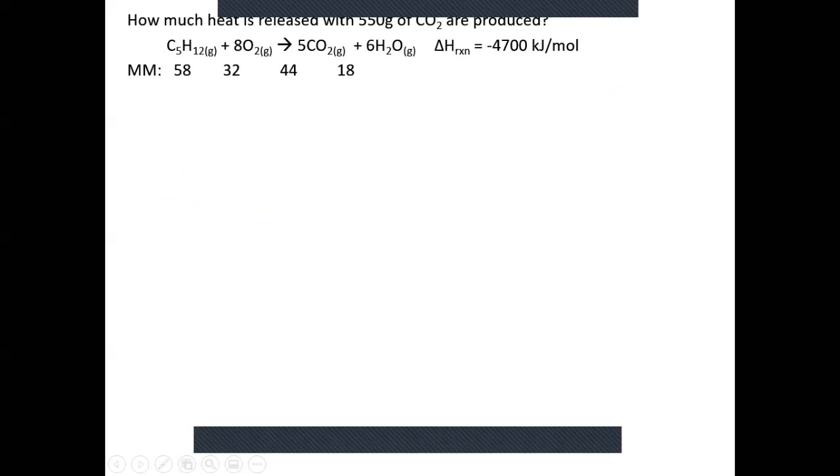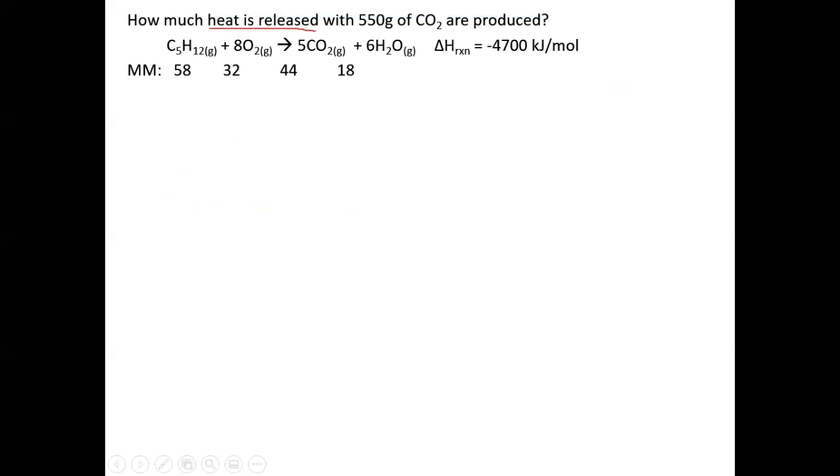Now, in our second example of this thermochemical stoichiometry, we want to know how much heat is released when 550 grams of CO2 are produced. So we want to determine how much heat is produced or released when we have 550 grams of CO2 produced. Again, it gives us the delta H of this reaction, which is negative because it's a combustion reaction. All combustion reactions are exothermic. And so what we know is that 5 moles of CO2 produces 4,700 kilojoules of heat.